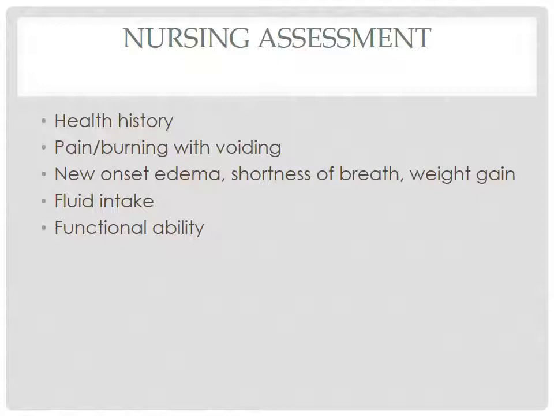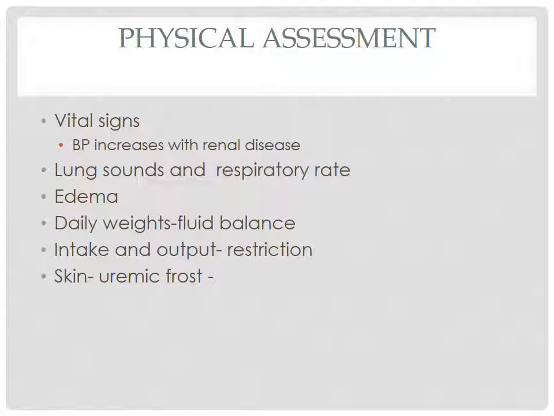Vital signs would be addressed. Blood pressure can increase with somebody that has kidney disease. Kidney disease can cause high blood pressure, as well as high blood pressure can contribute to renal disease. We're going to listen to lung sounds to see if there's fluid retention. Daily weights to assess for fluid balance, assessment of edema. I&O: somebody with renal disease may be on a fluid restriction, and we want to be pretty diligent on monitoring that.